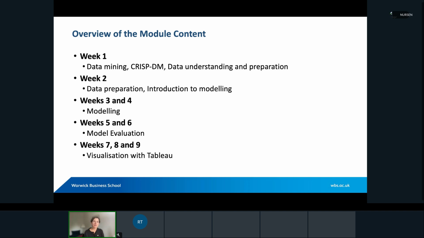So we will start with fundamentals. We will build from data understanding, data preparation to modeling, and then at the end with visualization, you will learn how to communicate your results to, let's say, end users or managers or your team members.